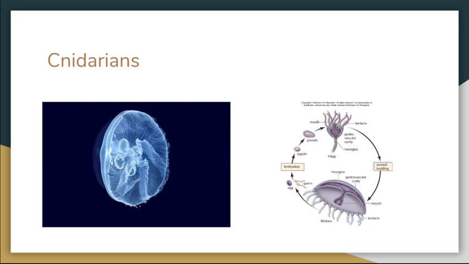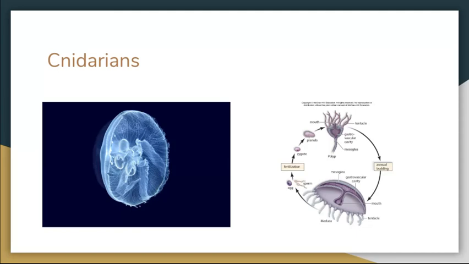Cnidarians are something that we're a little more familiar with. These are going to be your regular jellyfish. They have radial symmetry, and they're named cnidarians because of their stinging cells called cnidocytes. So this is how they capture their prey. You can see that there are two forms. There's a medusa form and a polyp form, and that's how they go through their reproductive stages. So you can see that the polyp form has asexual budding that can turn into the medusa form.